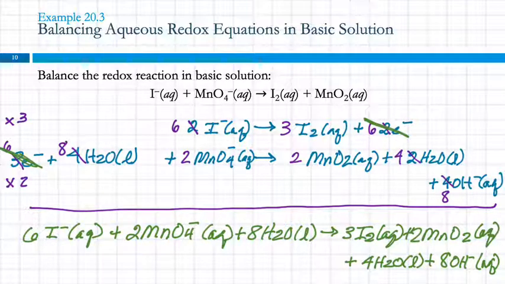The water. So I have 8 water molecules in the reactants, and I have 4 water molecules in the products. So if I subtract 4 waters from both sides, I can get rid of these 4 and change this 8 to a 4. And there's the balanced equation.